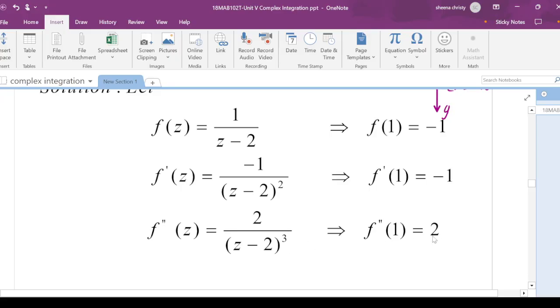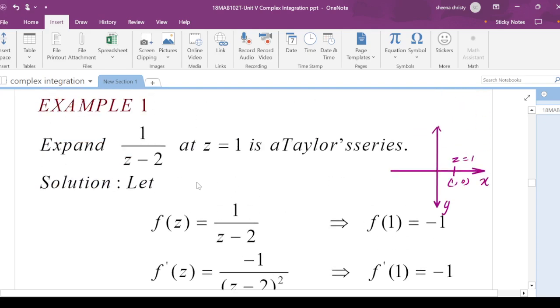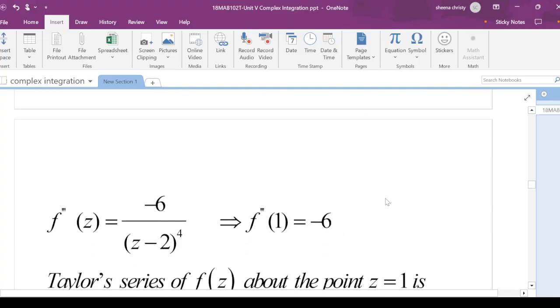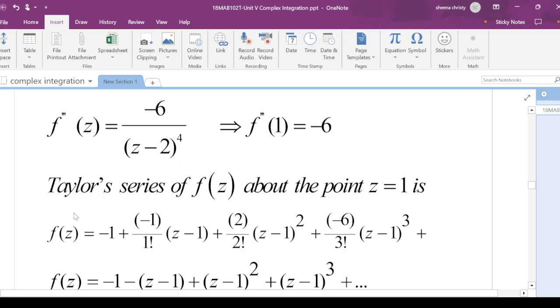At the point z equal to 1, the value is 2. Like this, if they are not mentioning the degree of the power, then you can stop it with either degree 3 or degree 4. So here we are finding up to the third degree: f triple dash of z equal to minus 6 by z minus 2 the whole power 4. At the point z equal to 1, it gives you the value as minus 6.